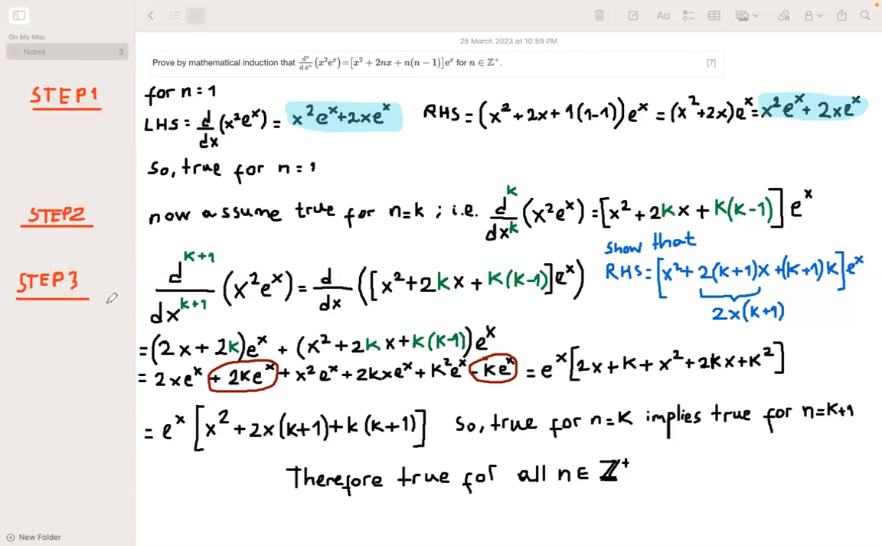Now, in the third step, we want to show that this is also true when n equal to k plus 1. This is what I want to show. On the right side, when I plug in n equal to k plus 1, I get x squared, plus 2 times (k plus 1) times x, plus (k plus 1) times (k plus 1 minus 1), which is k, times e^x. You can simplify this expression.